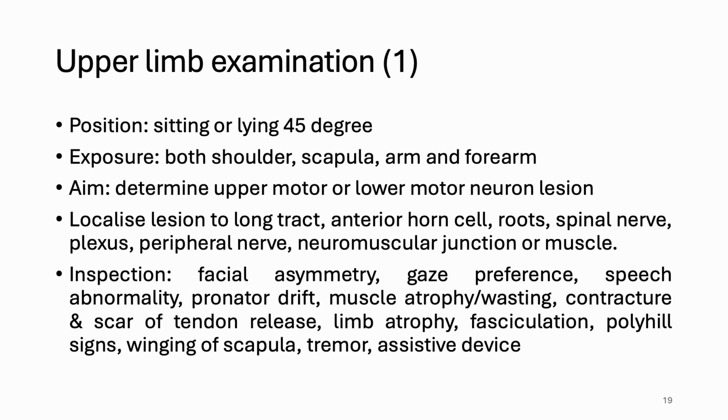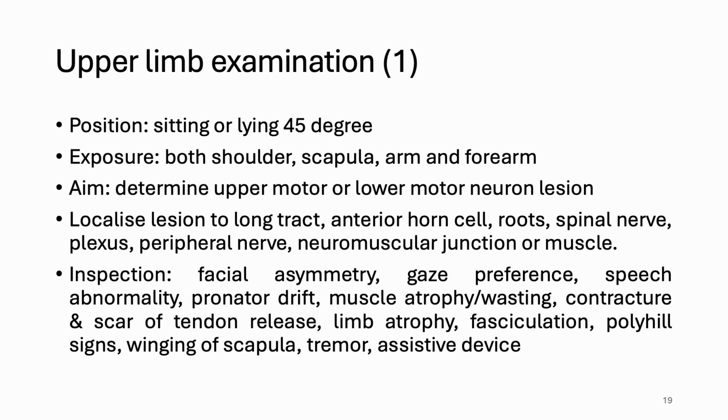As you can see, examination of the upper limb would localize abnormalities to the long tracts of the spinal cord, anterior horn cell, roots, spinal nerve, plexus, peripheral nerve, neuromuscular junction, and muscles. To examine the upper limb, you should position the patient sitting or lying down at 45 degrees on an examination couch. The exposure should include both shoulders, scapula, arm, and forearm.